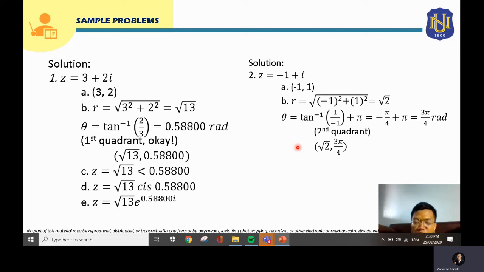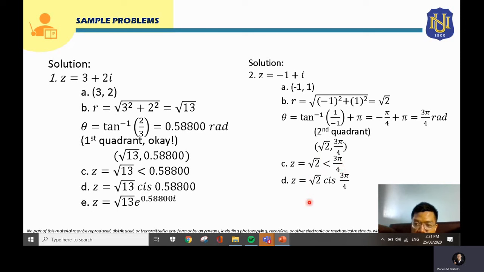Now for the third question, which is the polar form, what we need there again is r and theta. So we just substitute that to r angle theta. So this will be r, square root of 2, angle, and your theta is 3 pi over 4. Now for letter D, that is the trigonometric form. You just substitute your r and theta to r cis theta. So your r again is square root of 2 and your theta is 3 pi over 4.